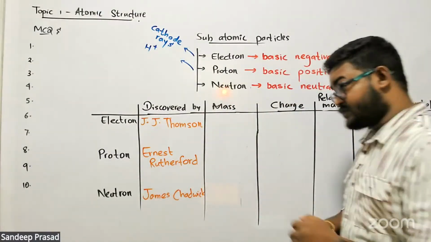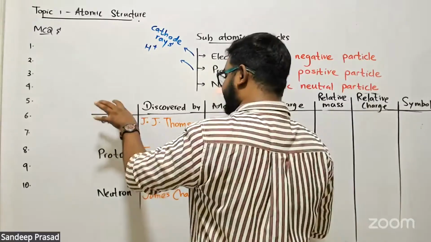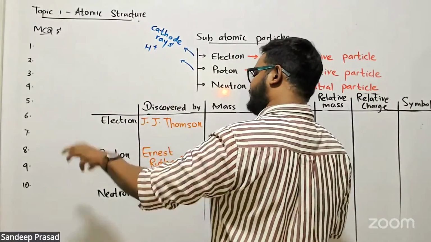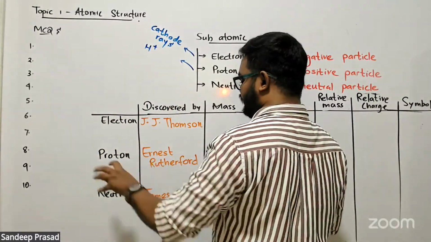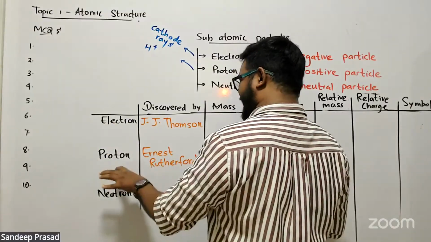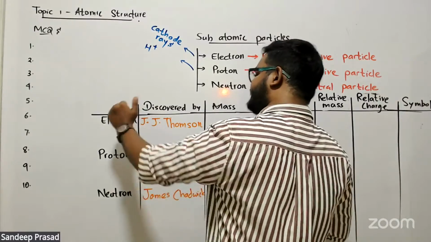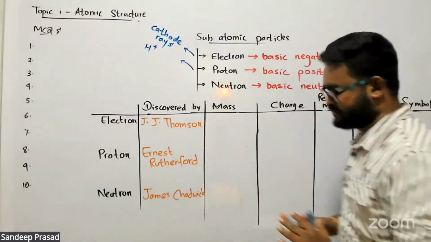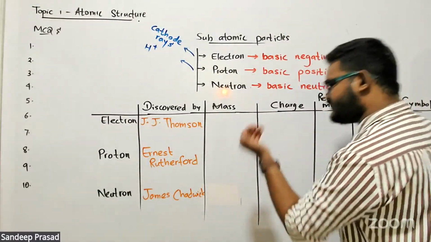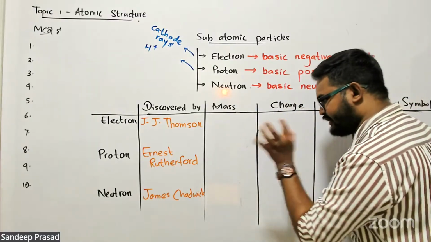Remember, students, we have a separate story for the discovery of the electron, a separate story for the discovery of the proton, and a separate story for the discovery of the neutron. We are learning those things in detail under unit number 1, atomic structure. So here I'm going to give you a summary, a foundation that you have to know.